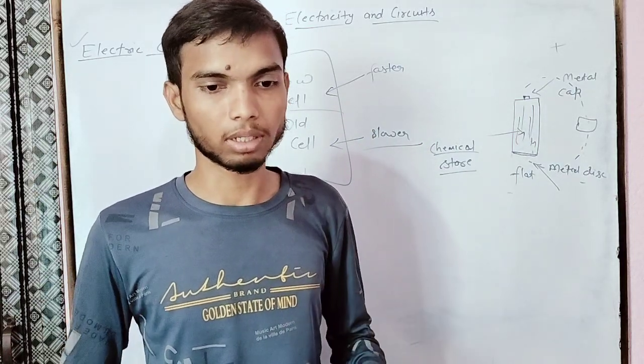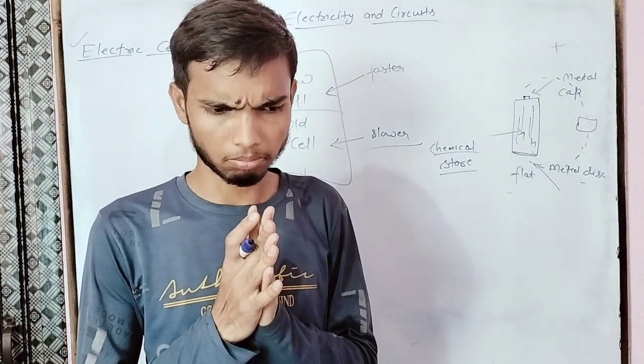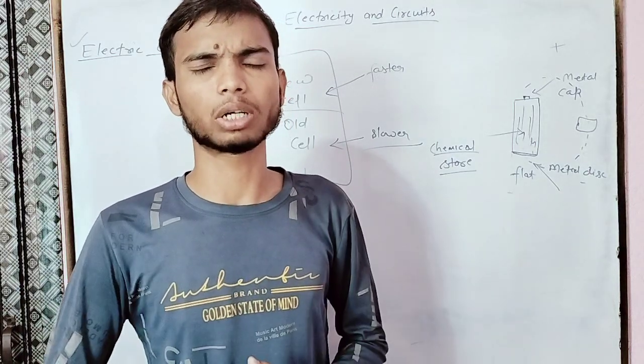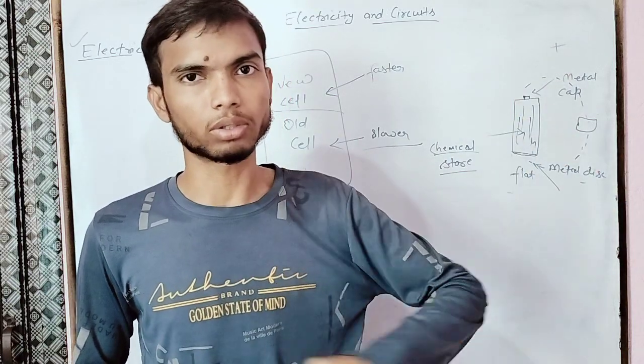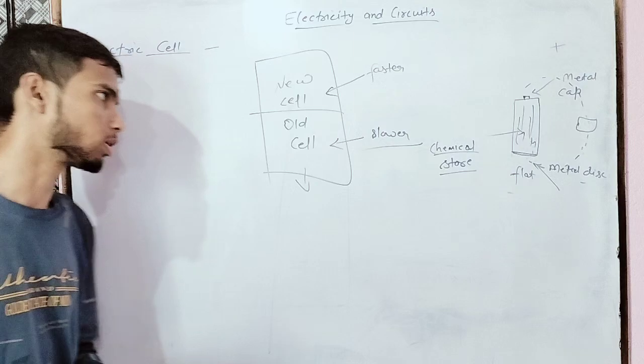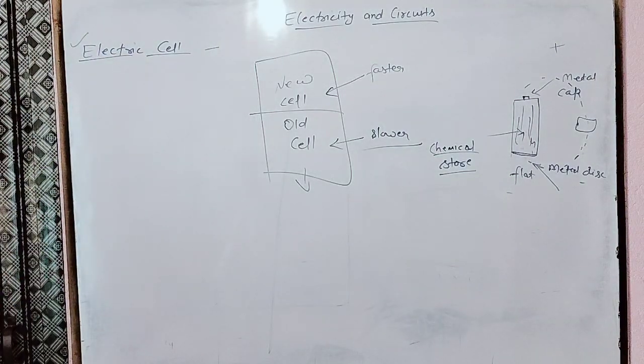If there is full energy of chemical storage, then of course the electron will work faster, smoothly. Okay, so shall we take some questions?